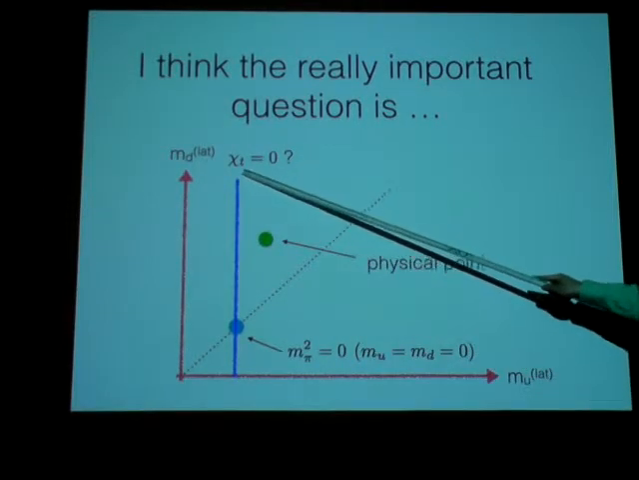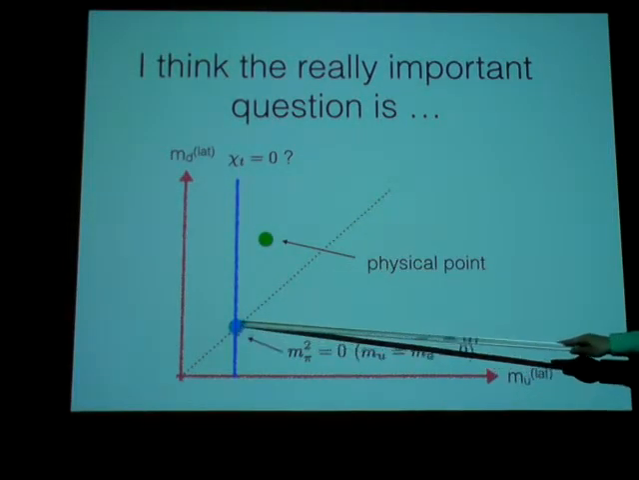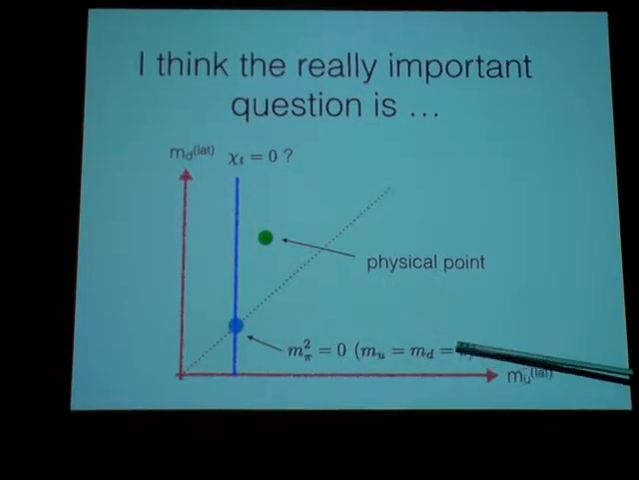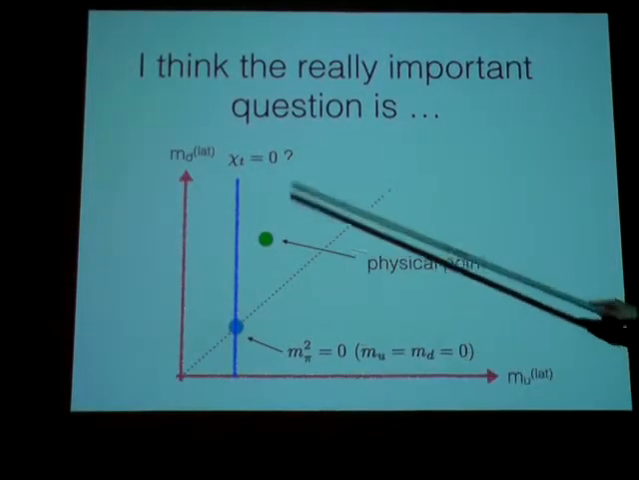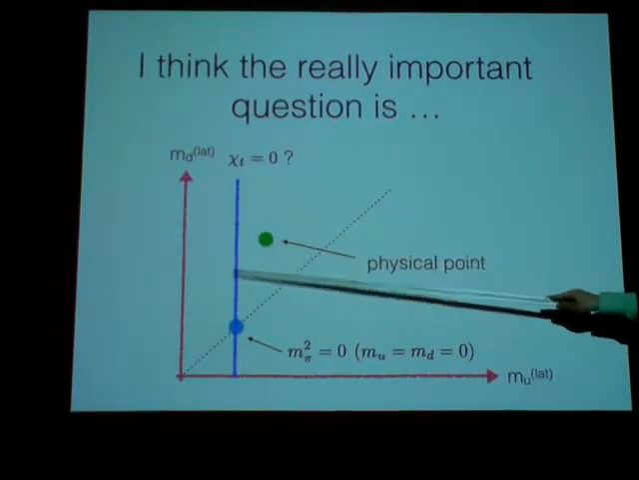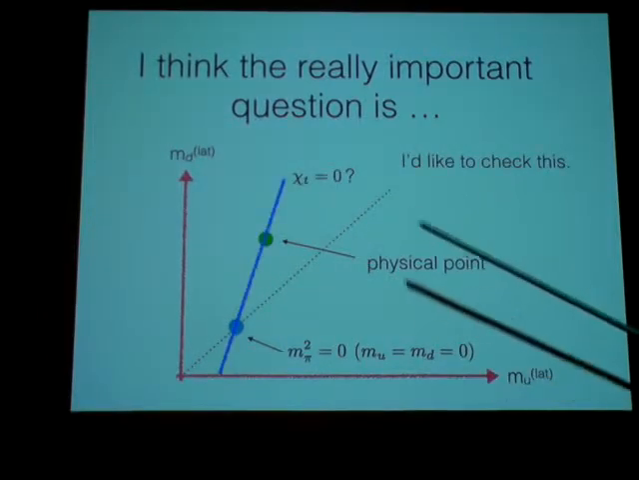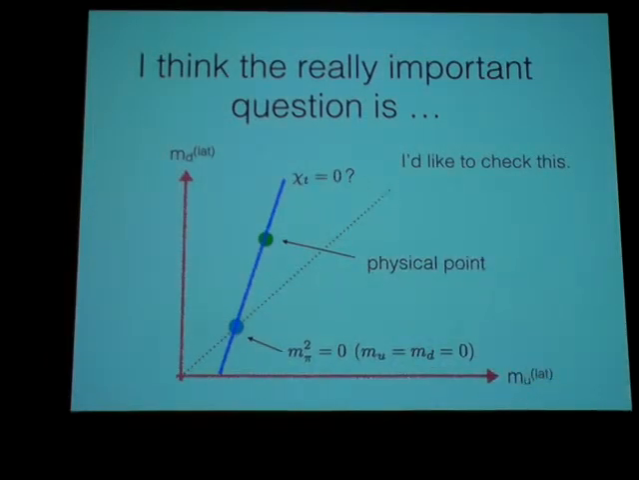So the question is really this line. This one is guaranteed to go through the massless pion point, again where the quark mass equals zero. So the question is whether the line goes through the physical point. If the chi_t zero line goes through the physical point, that means the up quark is massless.